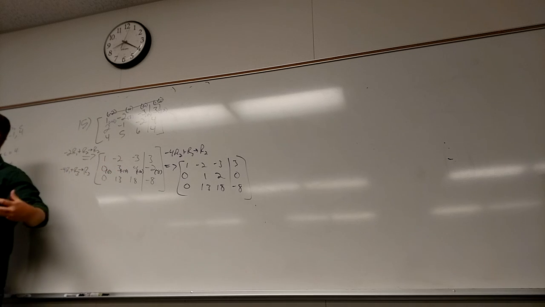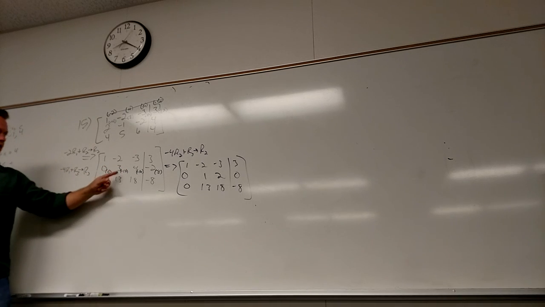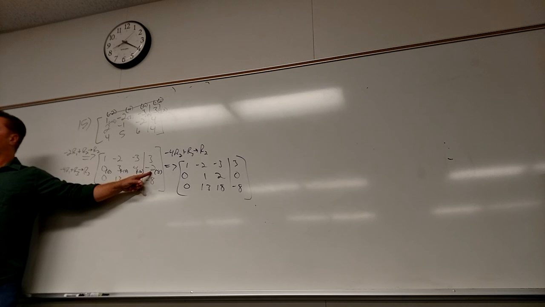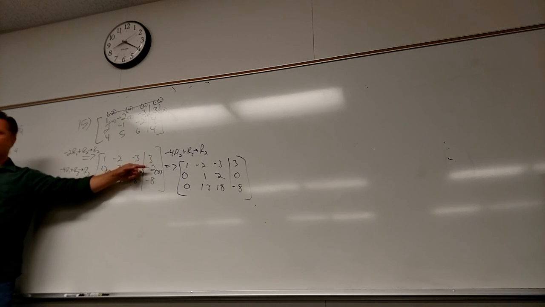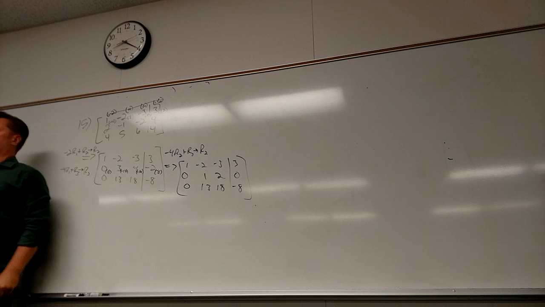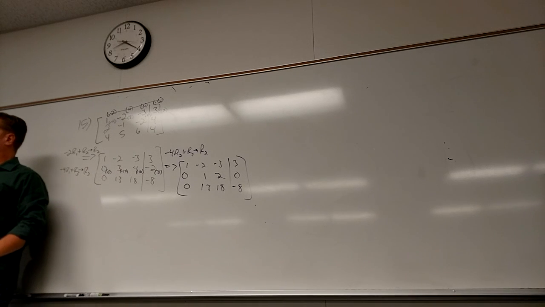You can make a 1 somewhere, but not by making fractions. I could divide this row by 3, but I really don't want to, right? I get 4/3 and -2/3.